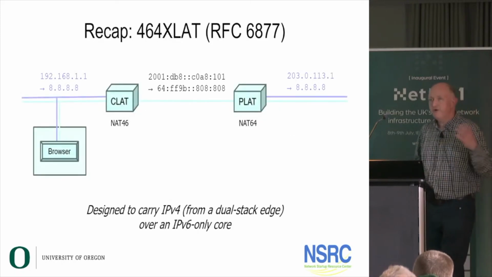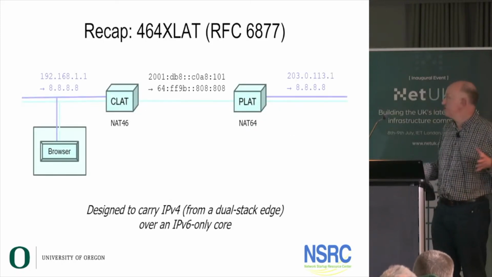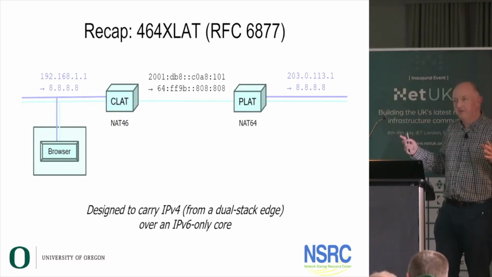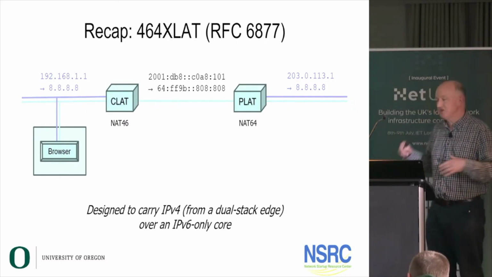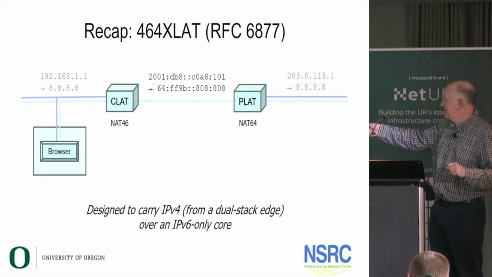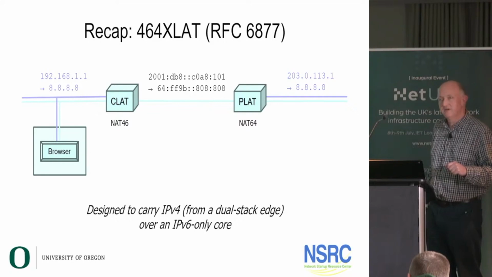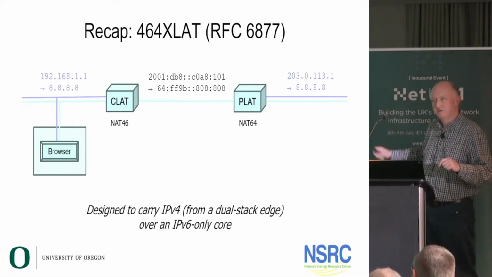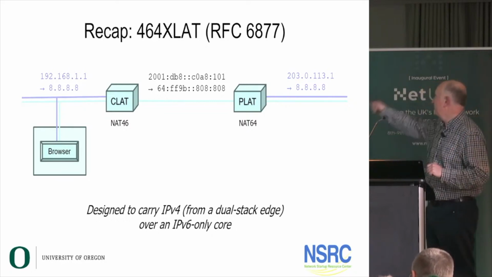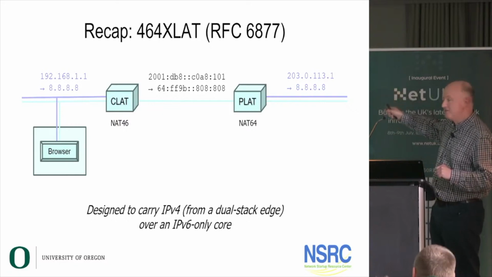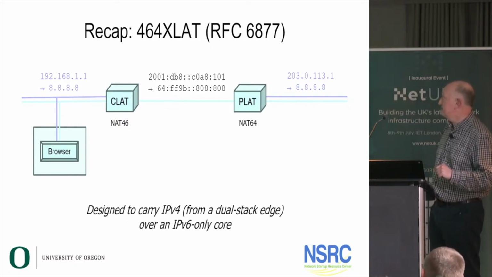So before I talk about IPv6-mostly, I'd just like to do a recap about 464XLAT. Now, I imagine that most of you are familiar with this, but it's just worth mentioning what this is. You'll see on the left-hand side there is an access network with a browser on it. It's a regular dual-stack network. Typically, there would be private IPv4 addresses, and there would be IPv6. And on the right-hand side, you've got another dual-stack network, this time with one or more public IPv6 addresses.